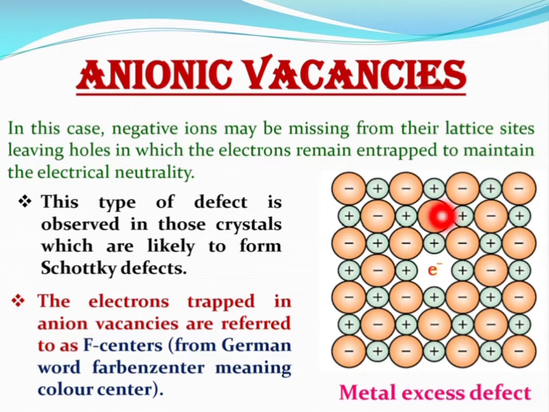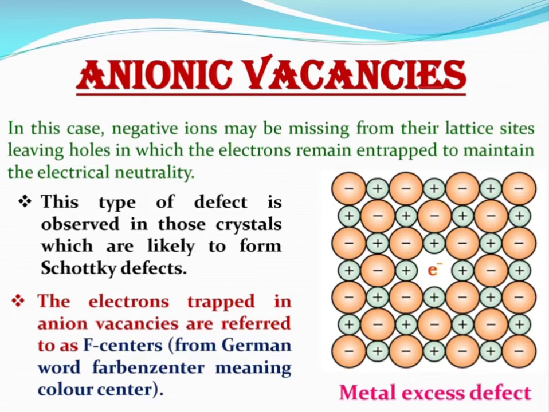This is shown in the figure here. Evidently, there is an excess of positive ions although the crystal as a whole is electrically neutral. This type of defect is observed in those crystals which are likely to form Schottky defects. When alkali metal halide crystals are heated in the atmosphere of the alkali metal vapor, anion vacancies are produced.